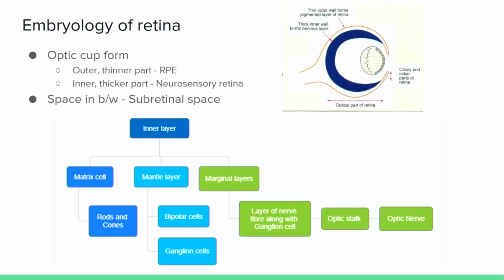This embryology has a reason. So this is one of the reasons for retinal detachment. The embryology of both the layers is different. The space between both the layers is called the subretinal space.